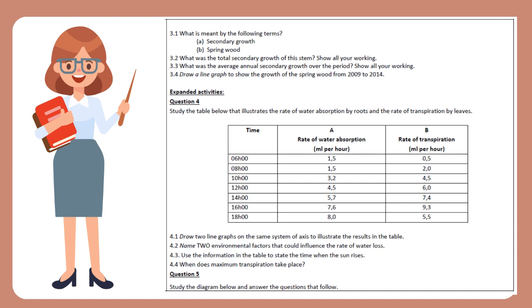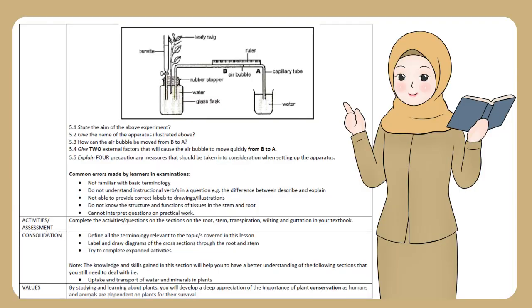Question 5. Study the diagram below and answer the questions that follow. 5.1 State the aim of the above experiment. 5.2 Give the name of the apparatus illustrated above. 5.3 How can the air bubble be moved from B to A? 5.4 Give two external factors that will cause the air bubble to move quickly from B to A. 5.5 Explain four precautionary measures that should be taken into consideration when setting up the apparatus.